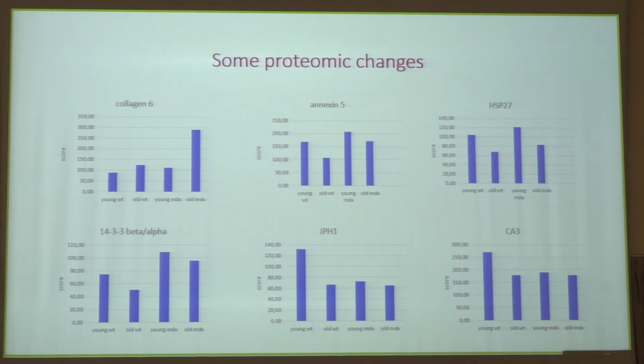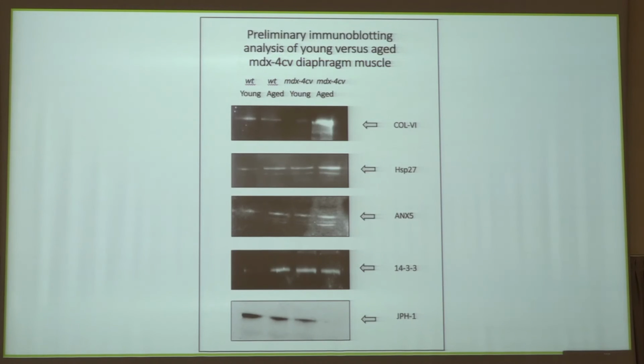We can also see that the proteins junctophilin 1 and CA3 are higher in the young wild type compared to all the other groups, whereas proteins such as heat shock protein 27, annexin 5, and 14-3-3 beta/alpha are highest in young dystrophic.